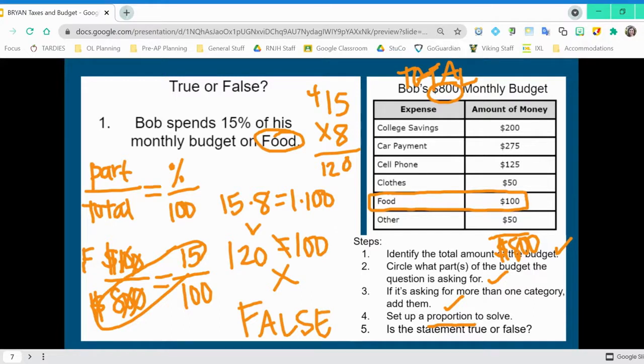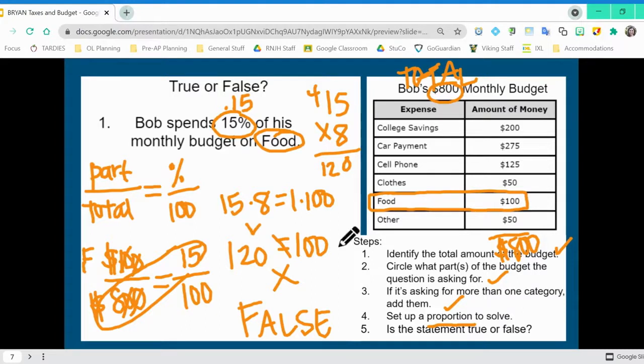Another way that we have learned to quickly find a percent of a total is to multiply your total by the decimal that equals the percent. So another way we could check and see what 15% of his total is, 15% would be written as a decimal as 0.15. And I could figure out what 0.15 times 800 is.